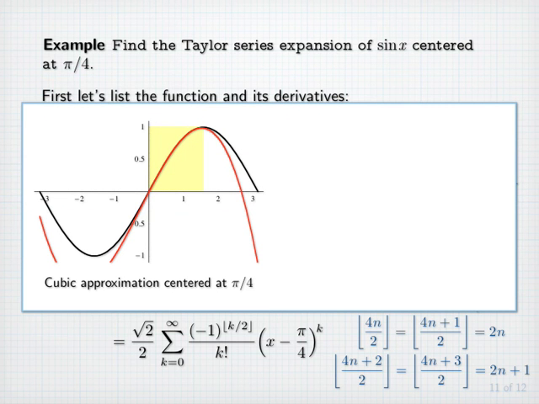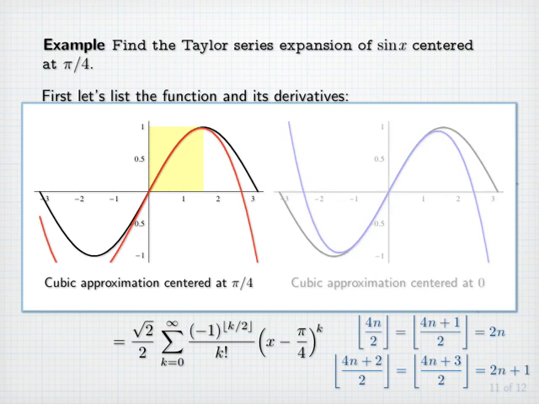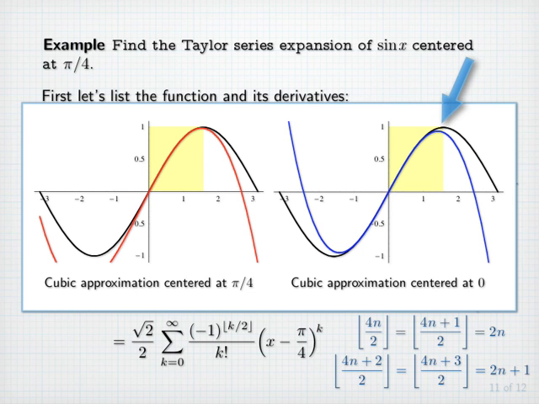Now let's compare, on the interval from 0 to pi over 2, the cubic approximation obtained from the Taylor series centered at pi over 4 with the cubic approximation obtained from the Maclaurin series, or the Taylor series centered at 0. Notice that the cubic approximation centered at pi over 4 does a pretty good job of approximating sine x over the interval from 0 to pi over 2, while the cubic approximation centered at 0 does not do very well near pi over 2. However, it does do a better job on the other side of 0. These pictures illustrate the fact that if we want to approximate sine x on the interval from 0 to pi over 2, we would need to use higher degree terms from the Taylor series expansion about 0 than we would from the Taylor series expansion about pi over 4 in order to obtain the same accuracy.